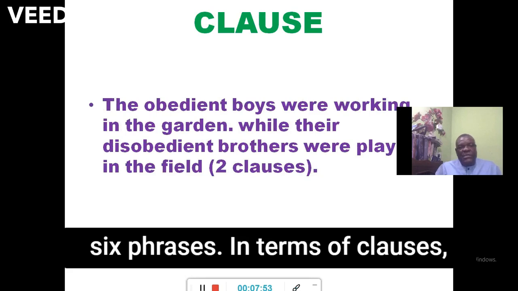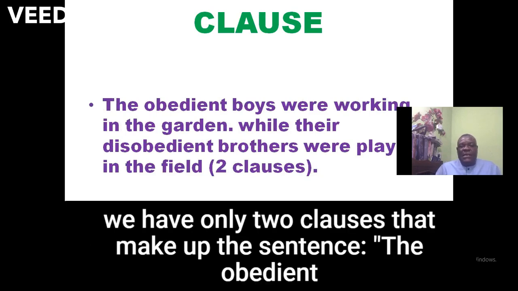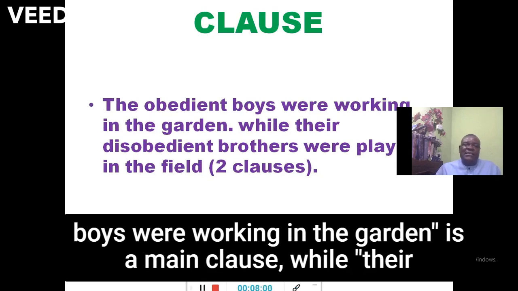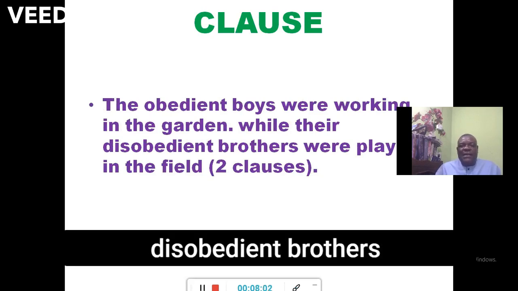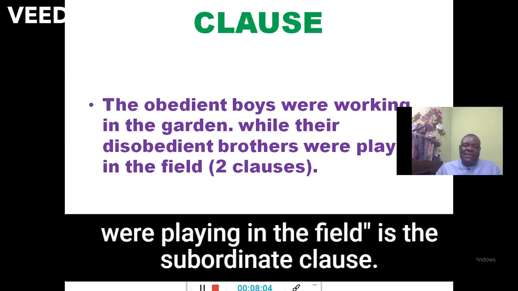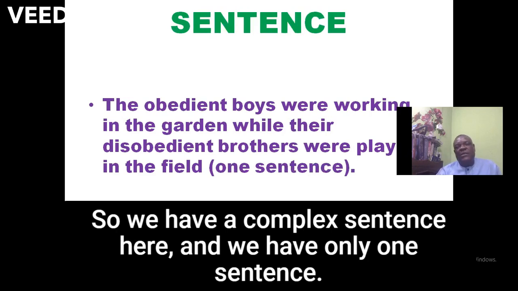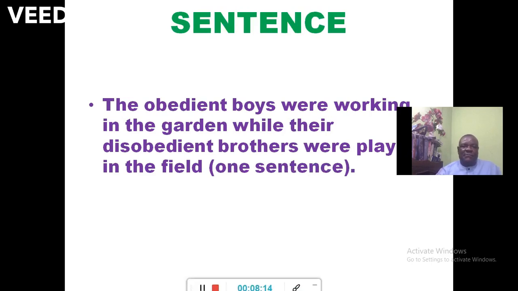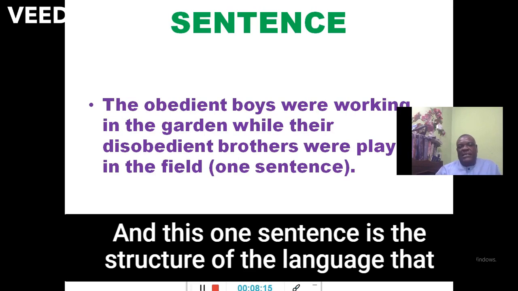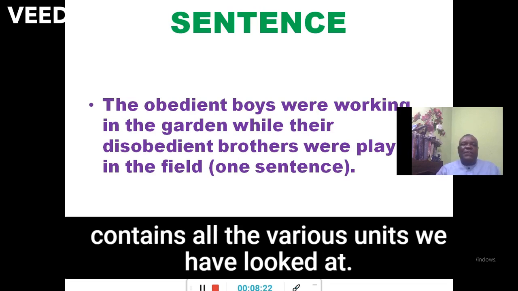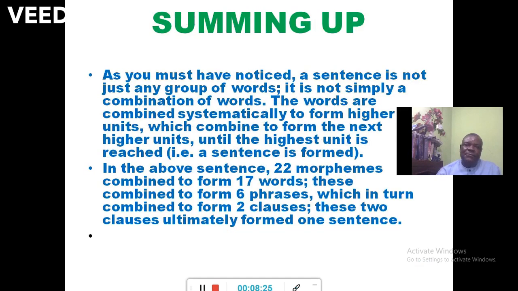In terms of clauses, we have only 2 clauses that make up the sentence. The obedient boys were walking in the garden is a main clause, while their disobedient brothers were playing in the field is the subordinate clause. So we have a complex sentence here. And we have only one sentence, and this one sentence is the structure of the language that contains all the various units we have looked at.